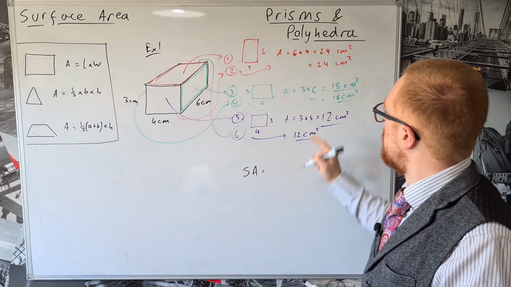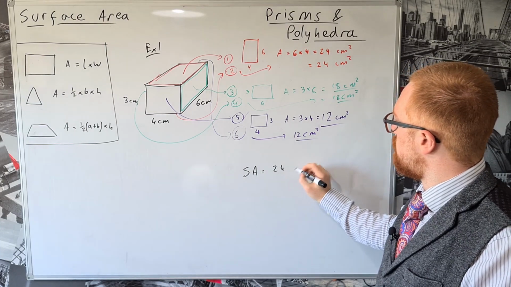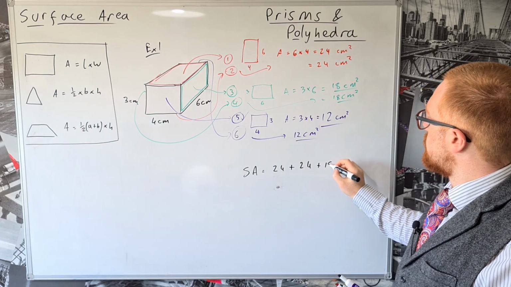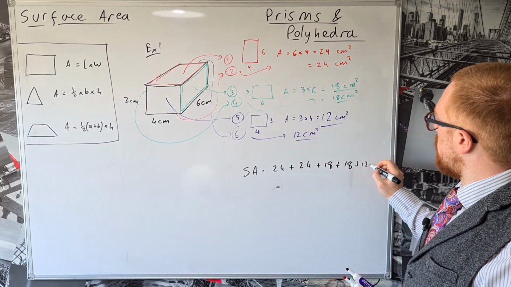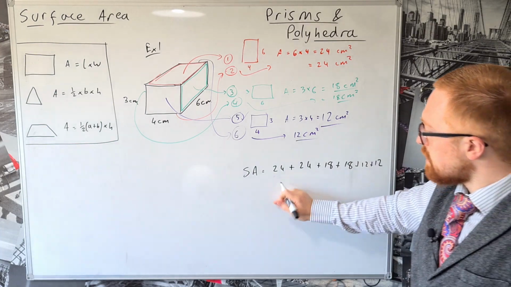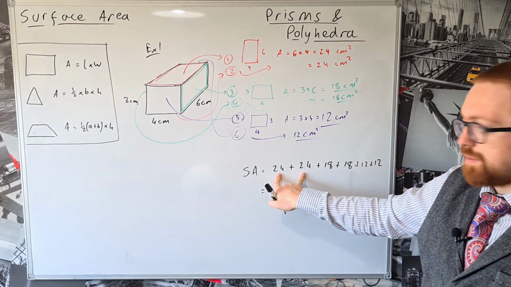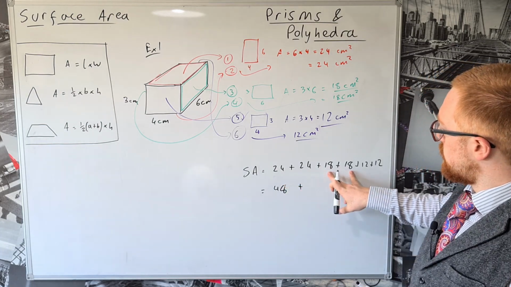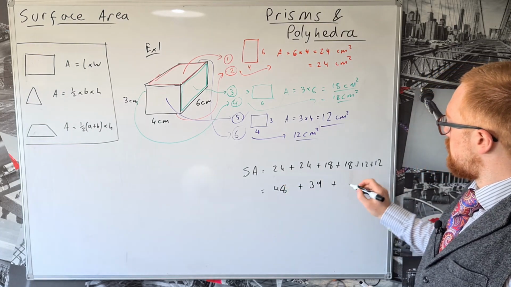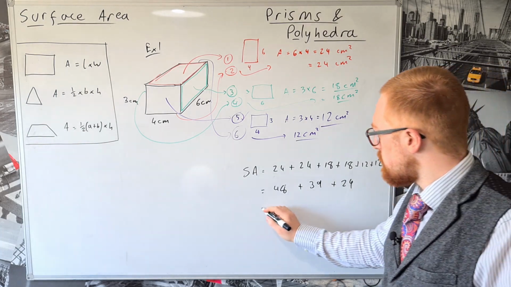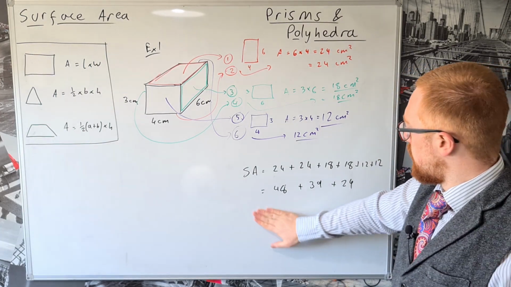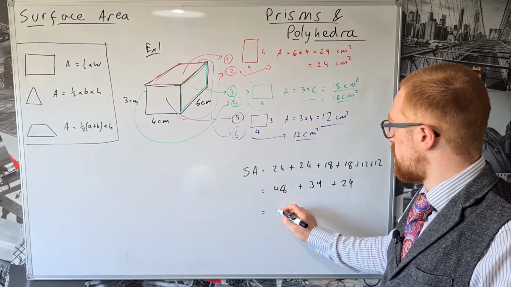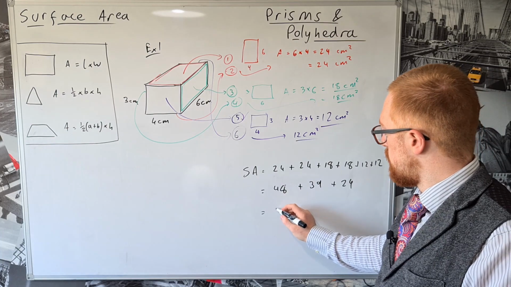The surface area is equal to 24 plus 24, oh no, a little bit. 24 plus 18 plus 18 plus 12 plus 12. Let's add them up in pairs. 24 plus 24 is 48. 18 plus 18 is 39. 12 plus 12 is 24. And so if we add those up, 48 plus 24 is 72, plus the 39 is 111.